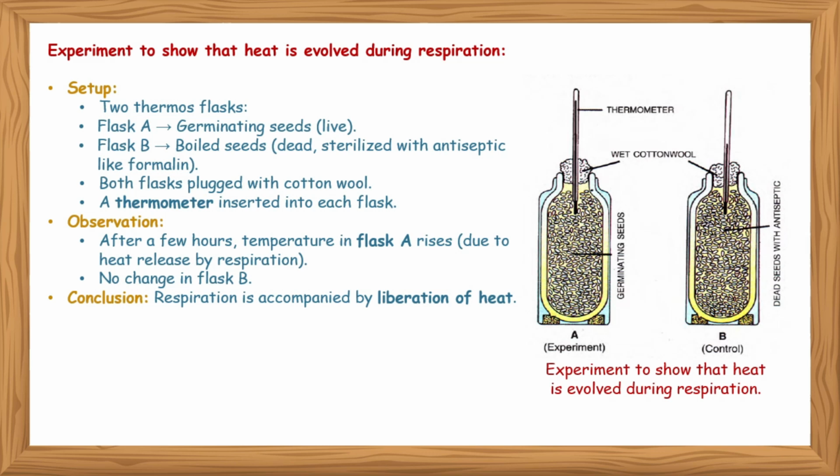Experiment to show that heat is evolved during respiration. Here is the setup: two thermos flasks. Flask A contains live germinating seeds, and flask B contains boiled or dead seeds, or seeds sterilized with an antiseptic like formalin. Both flasks are plugged with cotton wool, and a thermometer is inserted into each flask. Observation: after a few hours, the temperature in flask A rises due to heat released by respiration, but there is no change in flask B. So the conclusion is that respiration is accompanied by liberation of heat.